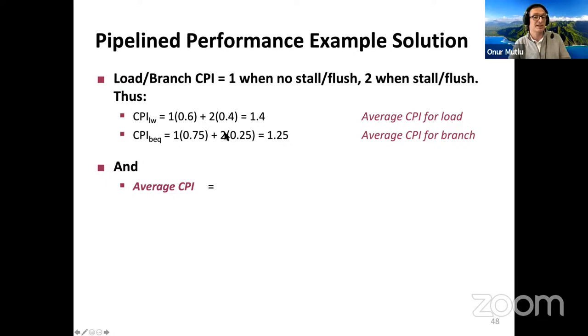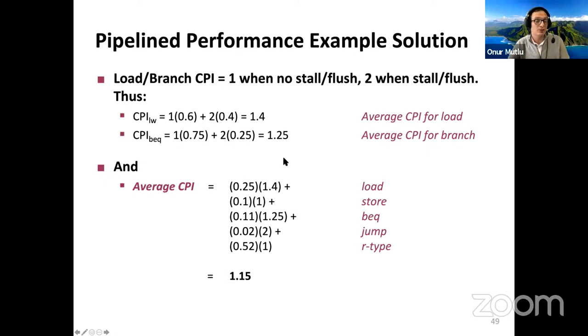So the average CPI looks essentially like this. You flush one instruction, I should say, not two instructions, because you finish the branch and then the next instruction is flushed. For load, you have CPI 1.4 times 25%, since 25% of the instructions are loads. Plus, for store, it's always one cycle times 10% of the instructions. For branches, we calculated the CPI 1.25 times 11% of the instructions. For jumps, as we said, you always flush the next instruction, so it takes two cycles per instruction, but luckily we have only 2% of the instructions as jumps. For R-type instructions, we take one cycle and 52% of the instructions are R-type.